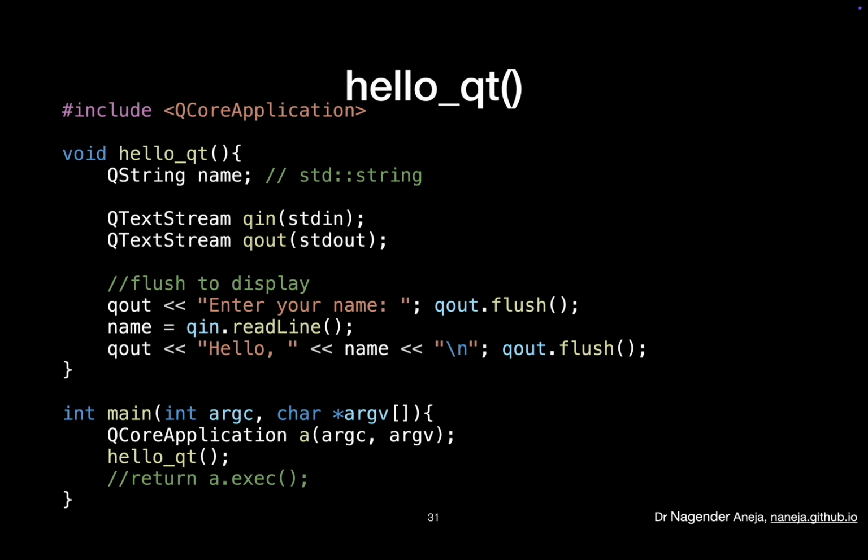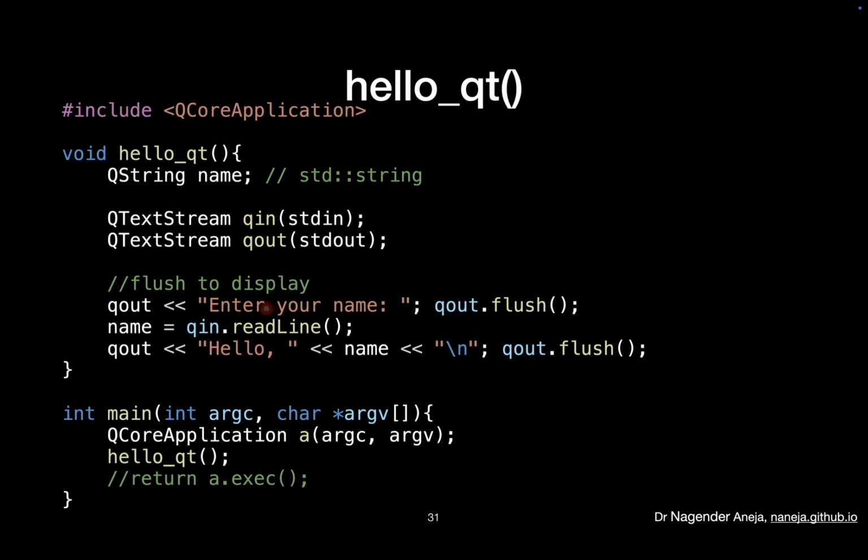Okay, so now we're converting this program to Qt. So we have some GUI there. So now we're saying hello Qt function. In this, we created a QString. Instead of a standard string, we are creating QString name, right? And instead of cin and cout, here we'll create QTextStream qin and qout. So these are all text streams. So text stream qin is for the standard in. We pass standard in to create qin and we pass standard out to create qout, right? So these are the two objects of text stream based on stdin, stdout, standard in, standard out.